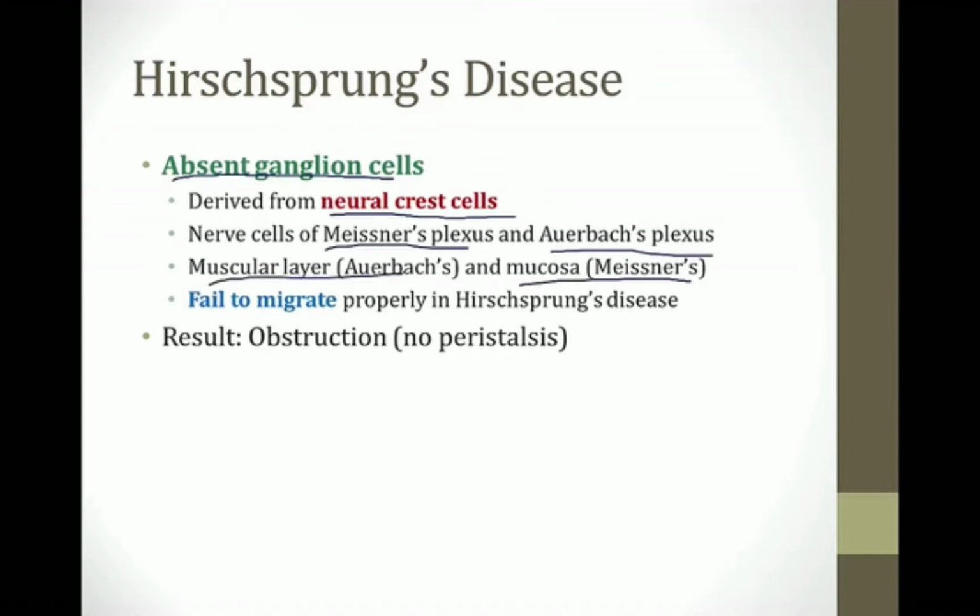So if those neural crest cells fail to migrate, they will not form the ganglion cells, and those cells will be absent, and that's what happens in Hirschsprung's disease. As a result of absence of these nerve plexuses in the colon, there is obstruction from a lack of peristalsis. And it's very high yield to know this underlying pathophysiology of Hirschsprung's.